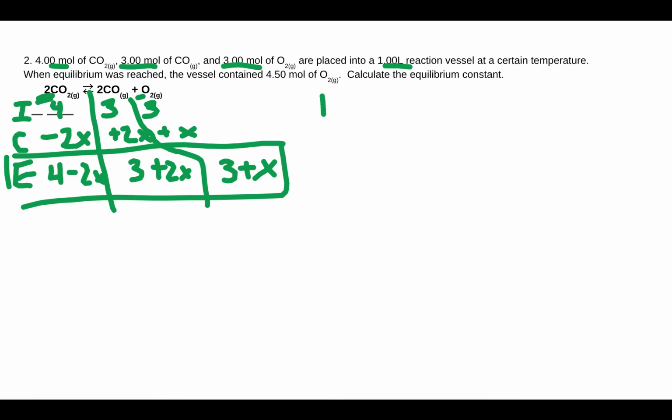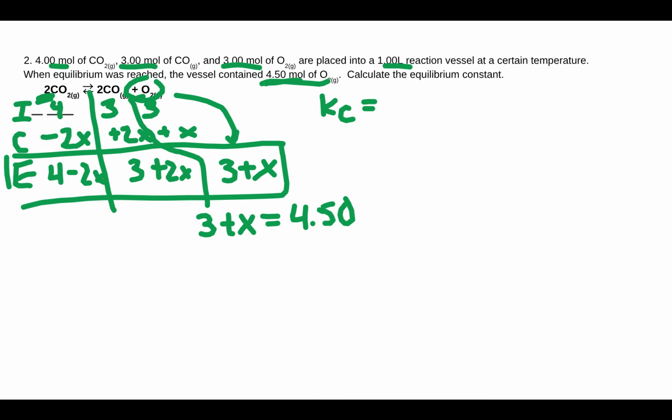Once again, we're going to figure out that Kc value, and it's telling us that at equilibrium you have 4.50 moles of oxygen. So the 3 plus x is your value of oxygen at equilibrium, and you can set it to the value that's given in the question. This allows us to solve for x, and that's going to be 1.5. Now that you know what x equals, again, you can plug it into all those x values, and then we can set up the Kc expression.